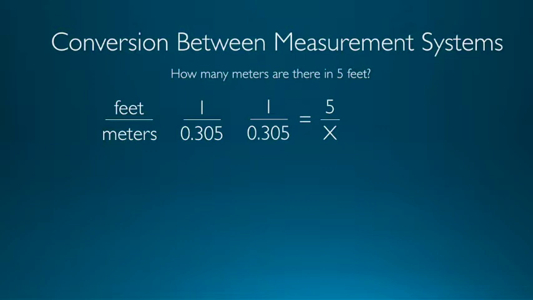So 5 feet must equal, let's cross multiply. When we do that, we find out that 1x equals 1.525. If we round that to the nearest tenth, we can say 1.5. So in this problem, we found out that in 5 feet, there are 1.5 meters.